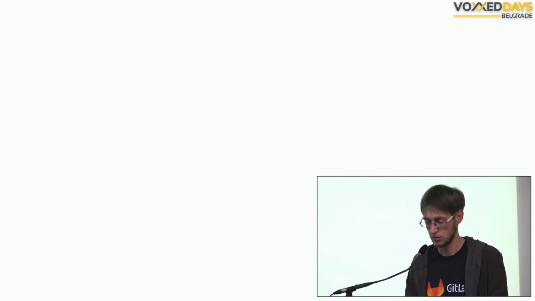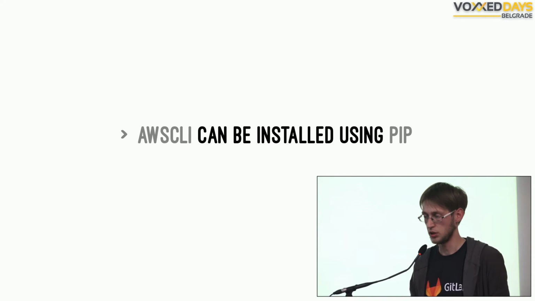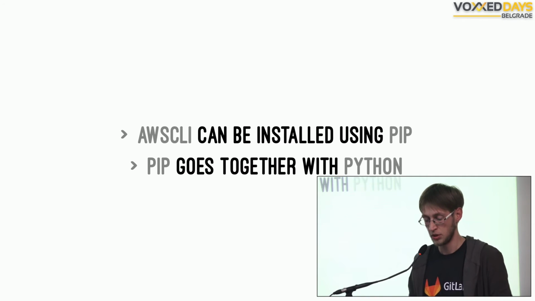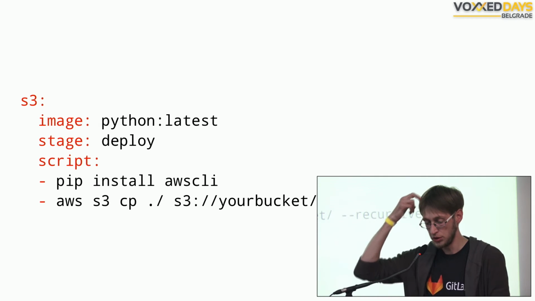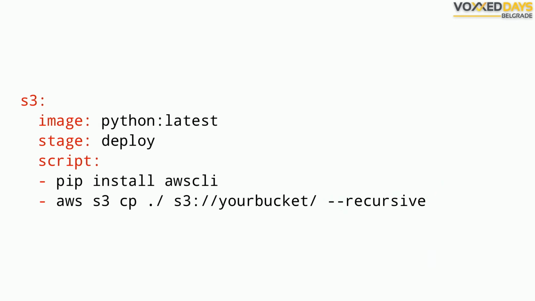And of course we need to care about this executable again. This AWS CLI command can be installed using pip, and pip goes together with Python. So we need to use the Python Docker image, and we specify stage deploy. So it will be the fourth stage. And we put these two lines in our script keyword.